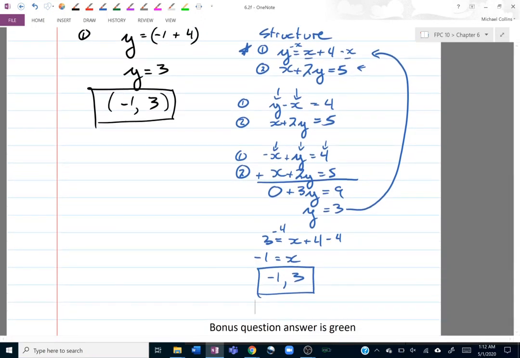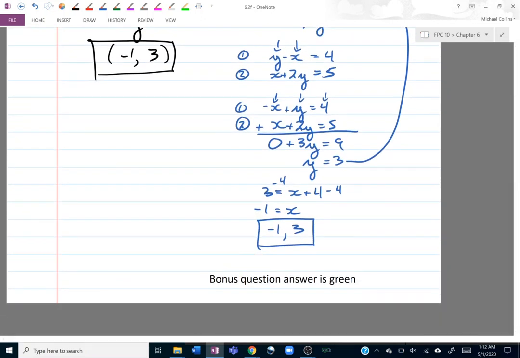I've also decided to add a bonus question for all those of you who made it to the last little bit of this movie, and I'm going to put the bonus mark into your quiz. And just answer green. The bonus question is going to say, what's the answer to the bonus question? And you just have to type in green, and then you're good to go.